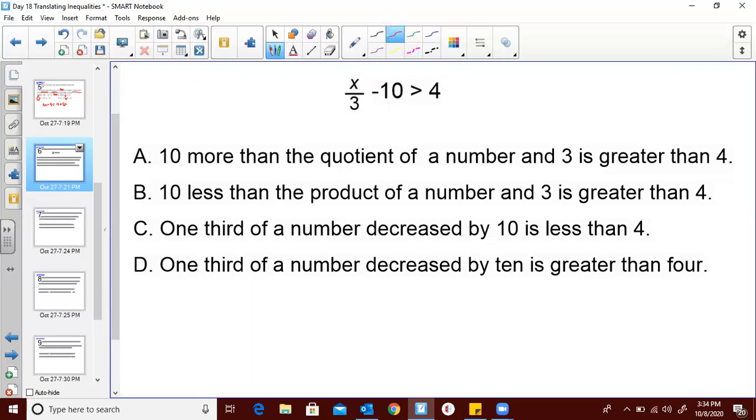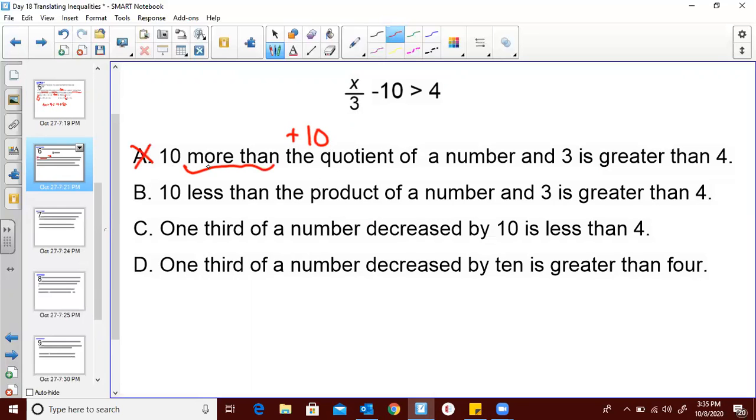So I have 10 more than, all right, and this is a perfect example, 10 more than. Right away, I have a negative and I have a positive here, or a plus. I have a subtraction and I have a plus right here. So I can scrap this. I already know it's not going to be A, but because we're learning, I'm going to continue.